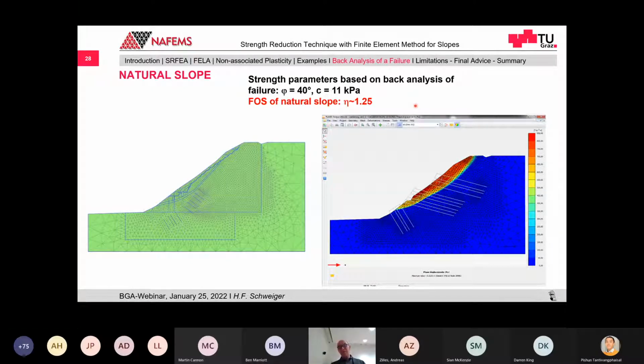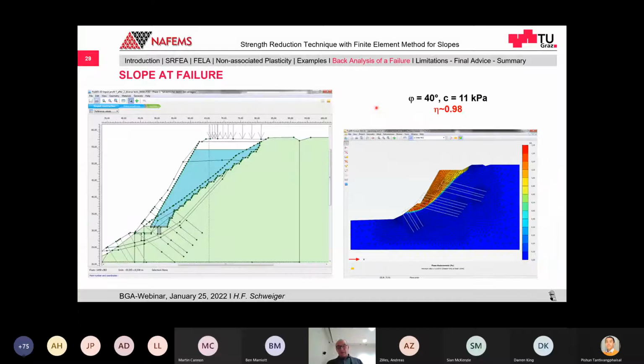So what we see from that is if you would have done the analysis with 40 degrees and cohesion 0, you would have straight away predicted failure. Now, by the way, the FOS of the natural slope is about 1.25. So it failed at this height. So it even was not able to go to the maximum height specified, and of course the load on top could also not be applied.